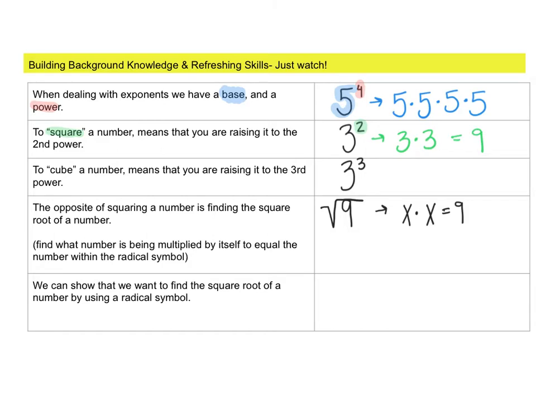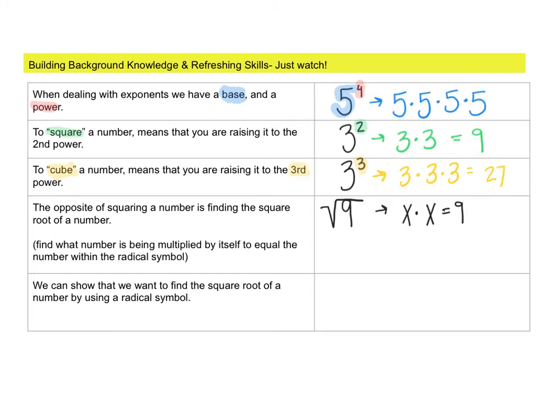Okay? When we cube a number, that means that we're raising it to the third power. So you can see that this 3 is now being cubed, which would mean we would be doing 3 times 3 times 3. This is very different than 3 times 3. So a lot of people get that mixed up. But we have to do it 3 times. So this answer is not going to be 9. 3 plus 3 plus 3 is 9. But 3 times 3 is 9, times another 3 is 27. Okay?